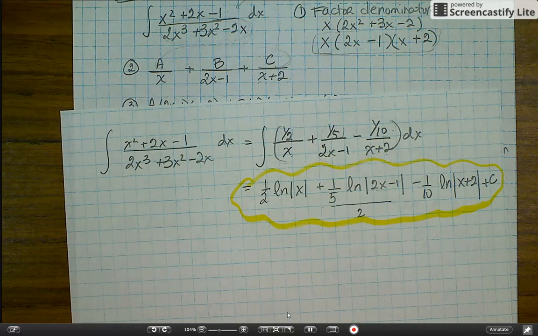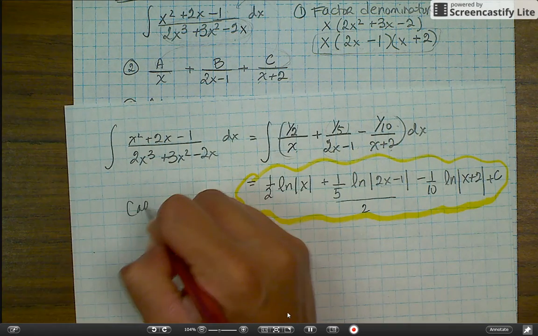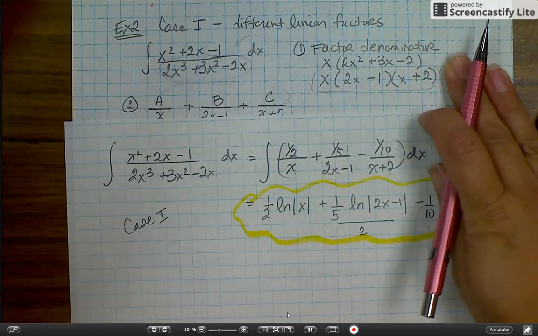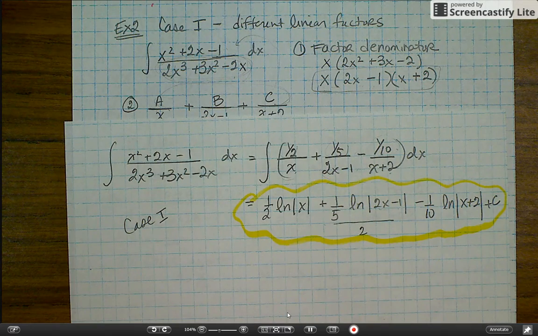So that is the end of case number 1. Case number 1, again, being a situation where when you factor your denominator, you have different linear factors each time. Okay, are you guys good? Okay. So now let's go to case 2.